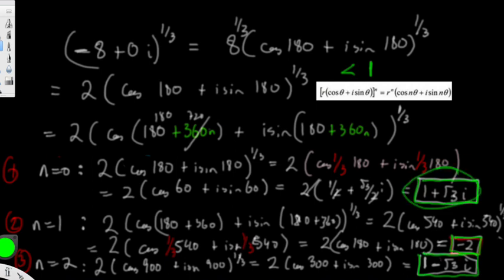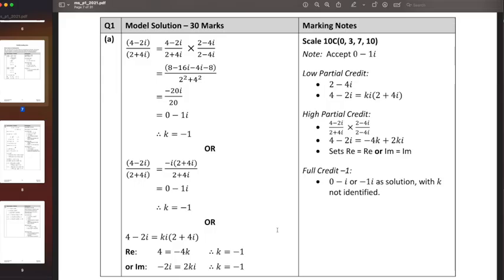So if we take this number, we multiply it by itself 3 times, we'll get minus 8. If we take this number, we multiply it by itself 3 times, we get minus 8. And finally, if we take that number, multiply it by itself 3 times, we get minus 8. Okay, so just want to look at the marking scheme then for question 1.